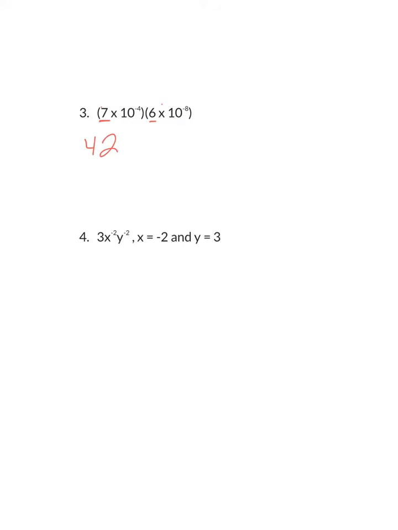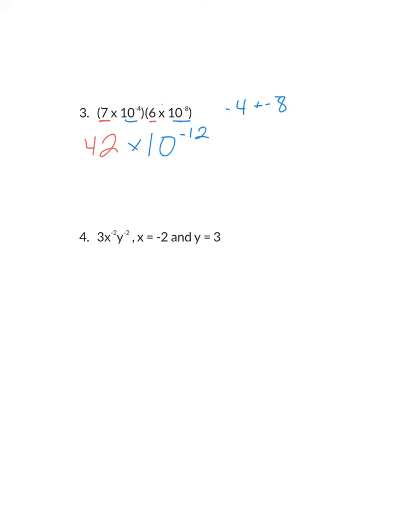Now I have a 10 to the negative fourth and a 10 to the negative 8. So I'm going to multiply by 10, but we have an exponent. Remember, we're adding the exponents, the negative 4 and the negative 8. Negative 4 plus negative 8 is negative 12.